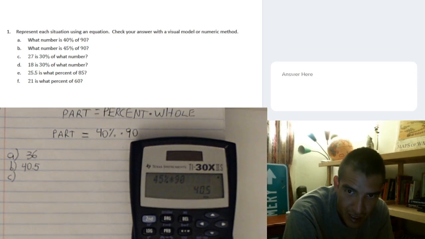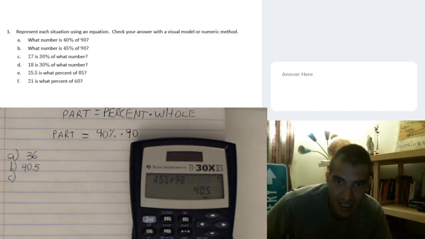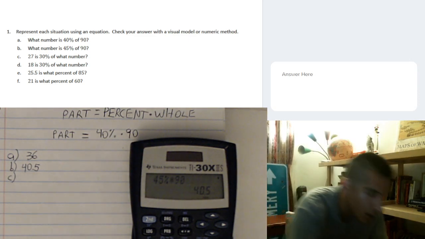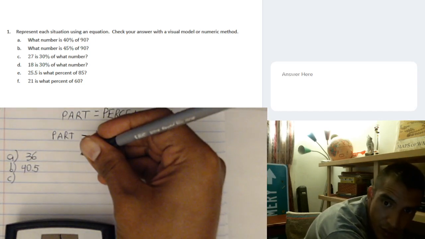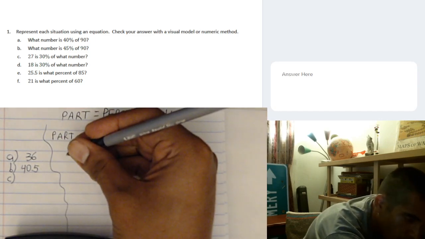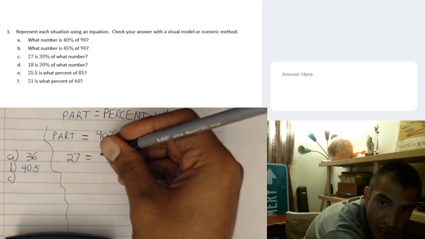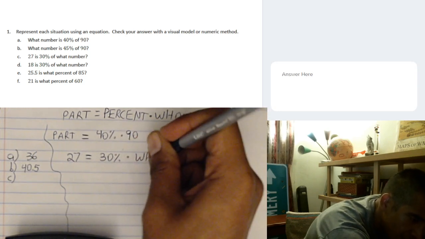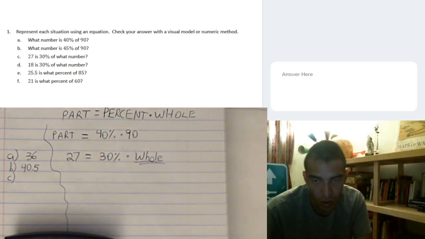27 is 30% of what number? Since 27 is 30%, that means it's not the whole. That means 27 is the part. So if we write this equation, the part is 27, which is equal to the percent, 30%, times the whole. We don't know what the whole is. We want to figure out the whole, so we want to get the whole by itself.